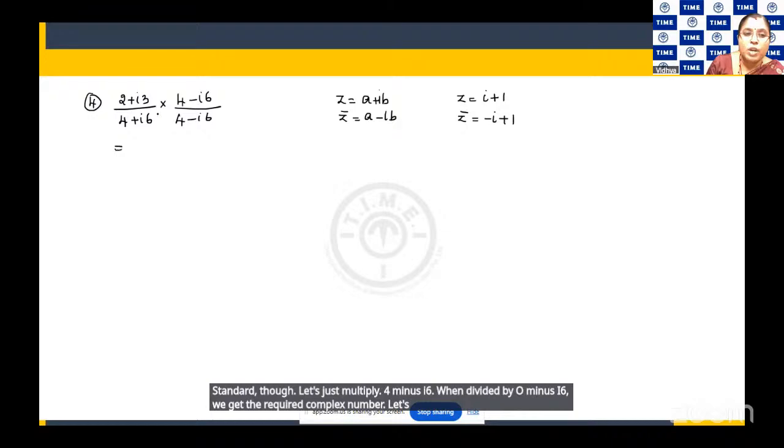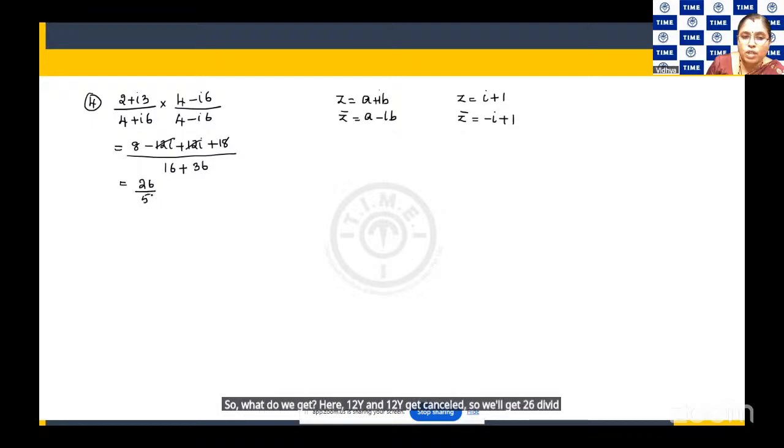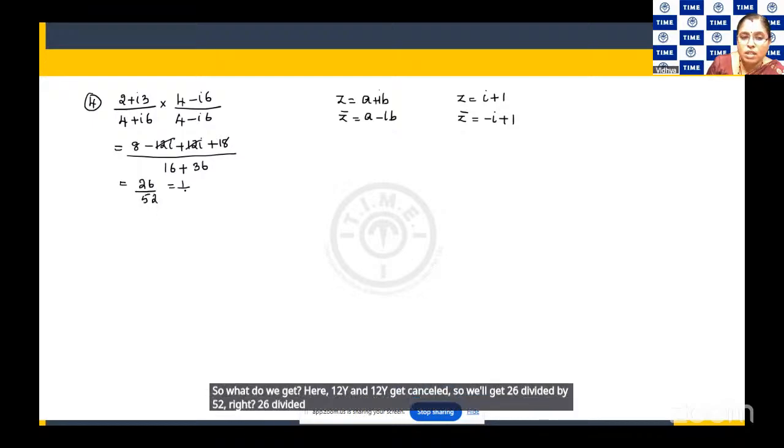Let's simplify this. So what do we get? 4 into 2 is 8, minus 12i, plus 12i, minus i square into 18. So minus of i square is negative 1, so plus 18, divided by, what do we get? Here the number is 16 minus i square. i square is negative 1, so plus 36. So what do we get? Here 12i and 12i get cancelled. So we'll get 26 divided by 52, right? 26 divided by 52 is nothing but 1 by 2.